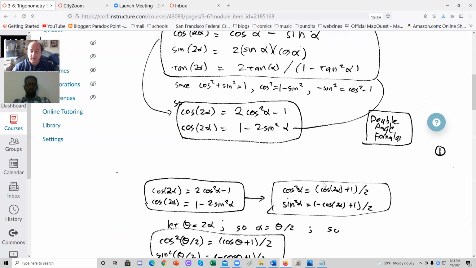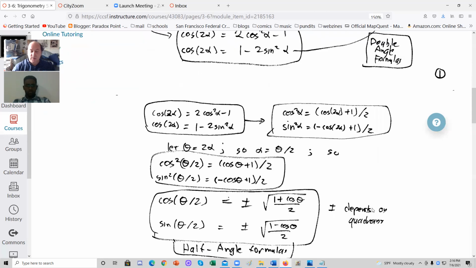So, for example, now we can run them backwards to try and get a half angle formula. Here's cosine of 2 alpha. Here's cos squared of alpha. So let's find cosine squared of alpha in terms of cosine 2 alpha. First, we add 1 to both sides and divide by 2 and get cos squared alpha equals cosine 2 alpha plus 1 all over 2. Here, solving for sine squared alpha, we do some transposing, and we get that sine squared alpha equals minus cosine 2 alpha plus 1 all over 2.